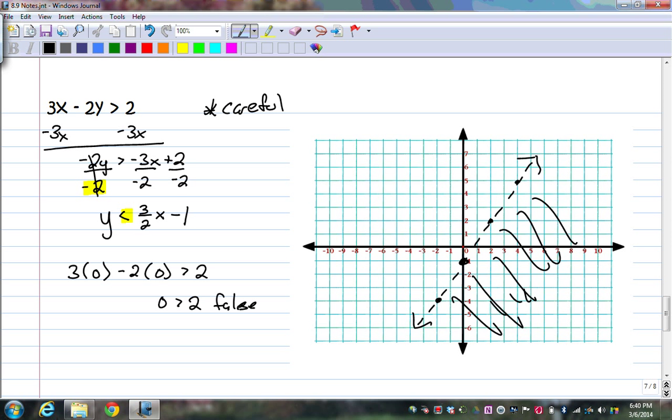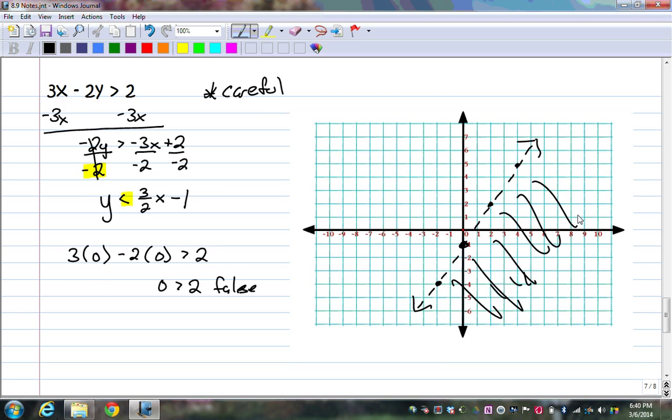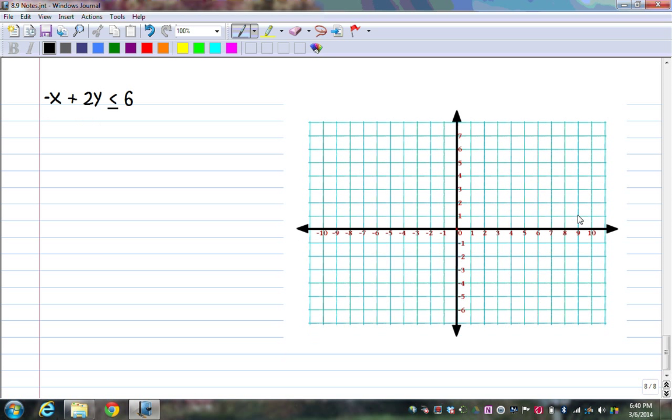Okay? Not too bad? All right, I want you to try one more, and then we're done. So go ahead and try this one, please. Pause the video. Okay, to get rid of this x, you would add x to both sides. This would leave 2y here is less than or equal to x plus 6.